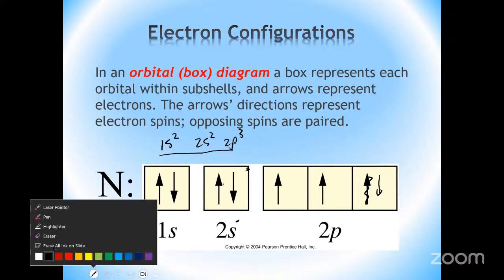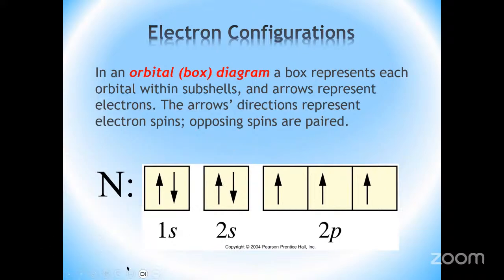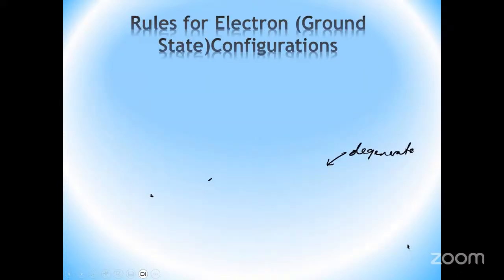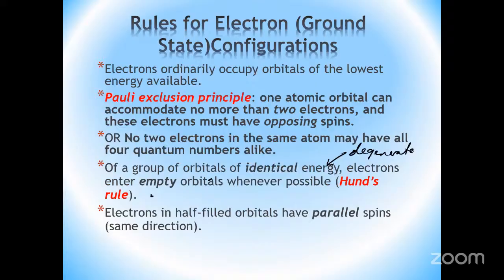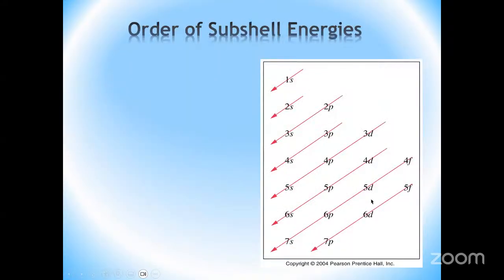So let me clear this and scroll down. Okay. So electrons in half-filled orbitals must have parallel spins for the ground state. All right.